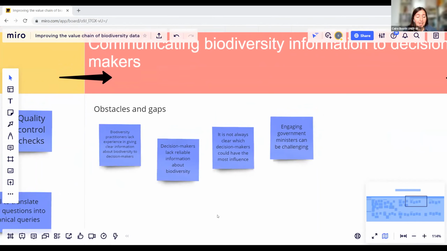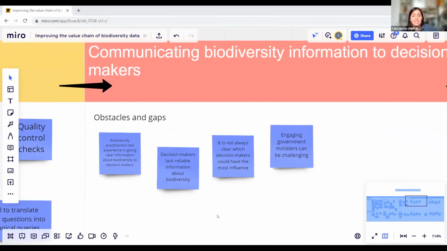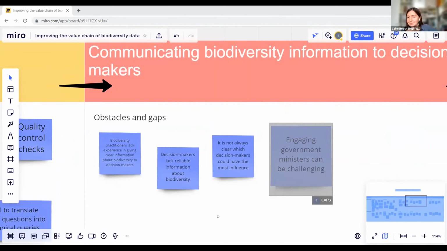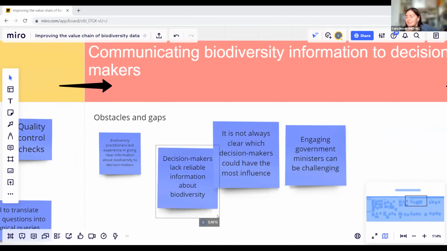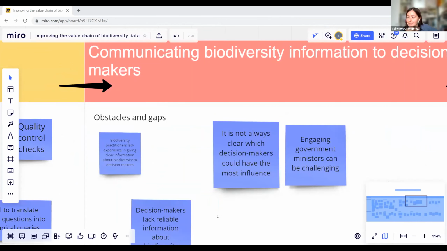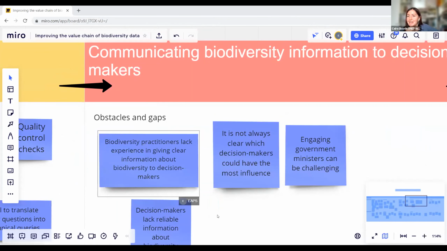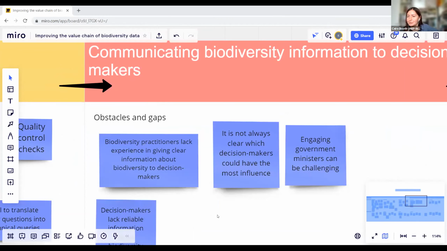Okay, so sometimes biodiversity practitioners can lack experience in giving clear information about biodiversity to decision makers. And that kind of goes back to what I was just saying: it's all good if you are super experienced and really accomplished in data analysis, but it's not always a given that you'll also receive training in how to really communicate that information effectively. But it's such an important element of the data value chain that really requires attention and effort.